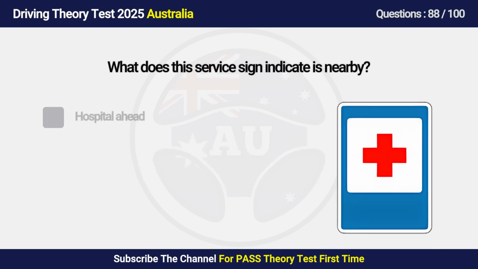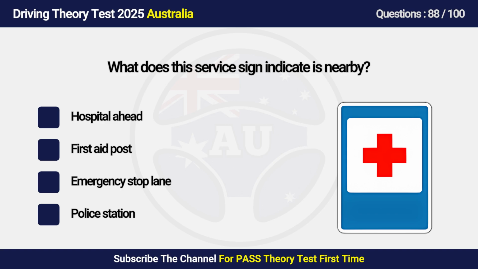Question 88. What does this service sign indicate is nearby? A, hospital ahead. B, first aid post. C, emergency stop lane. D, police station.